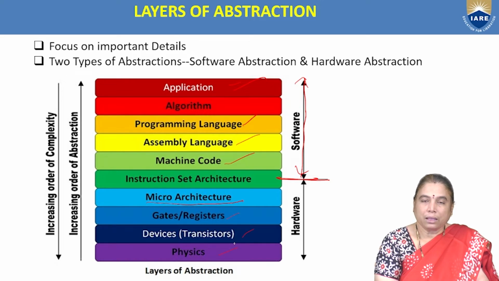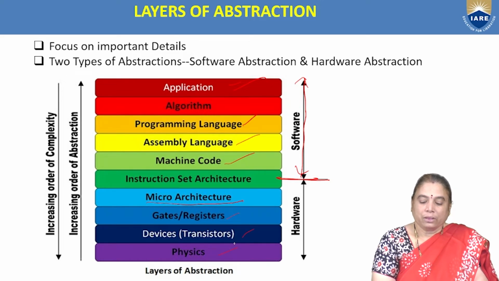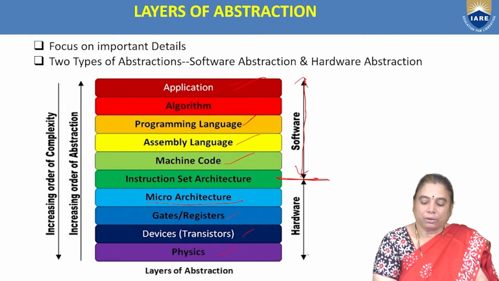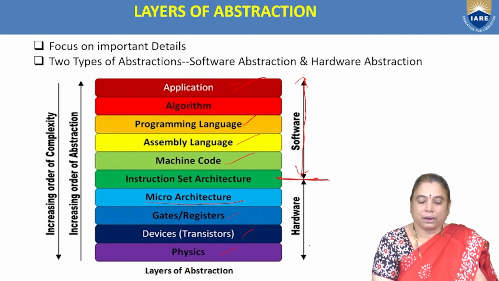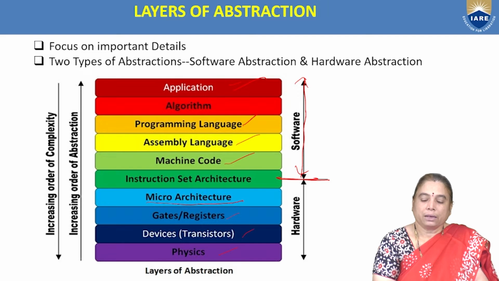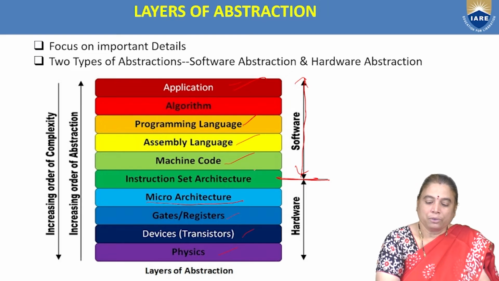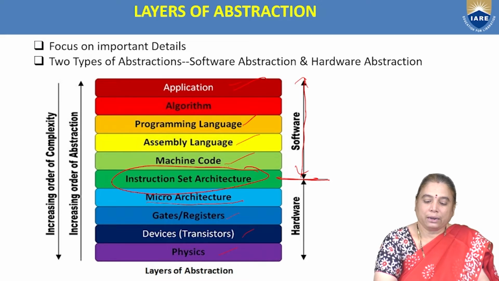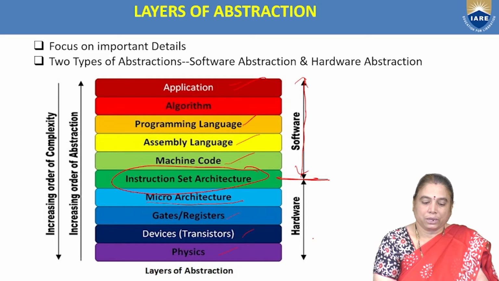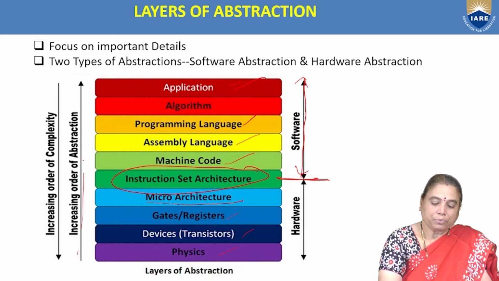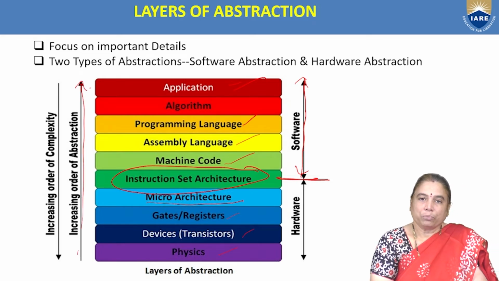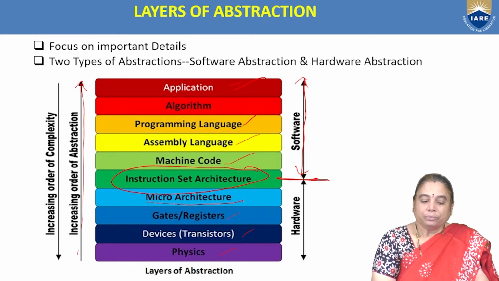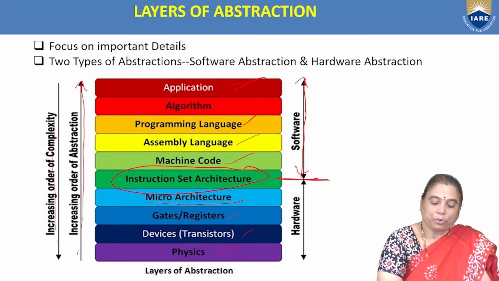Those can work on the principles of physics. So here all these bottom layers come under the hardware abstraction, and the top layers come under the software abstraction. So here the instruction set architecture, ISA, provides the interface between the software abstraction and the hardware abstraction. So the order of abstraction increases from bottom to top. So here the complexity has to increase from top to bottom.